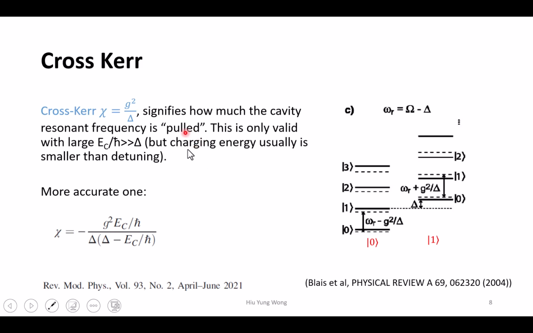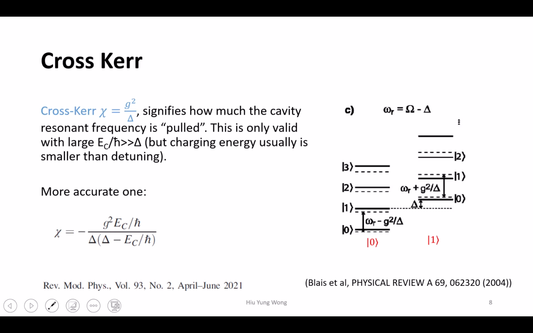But just so that what people will say is how much the cavity resonance frequency is pulled by the artificial atom. But this is only valid when the capacitive energy is much larger than delta. Okay? A more accurate equation is this, right? No need to memorize, no need to put in your cheat sheet. Just need to know that in the future, when you need to do calculation, refer to this paper. Okay? And g is just the coupling strength? Yeah. Just the coupling strength.